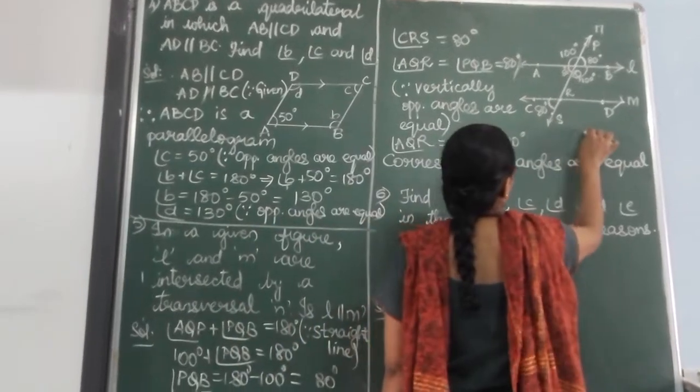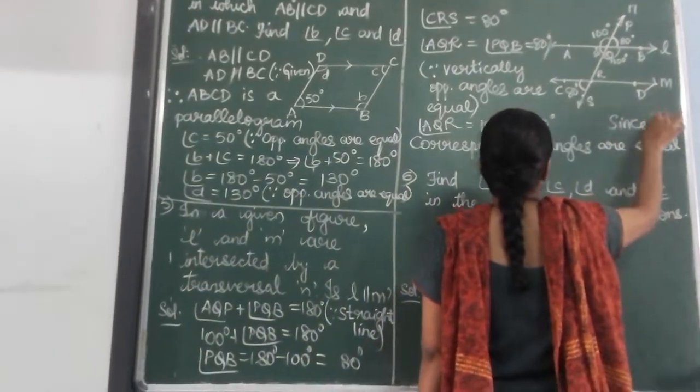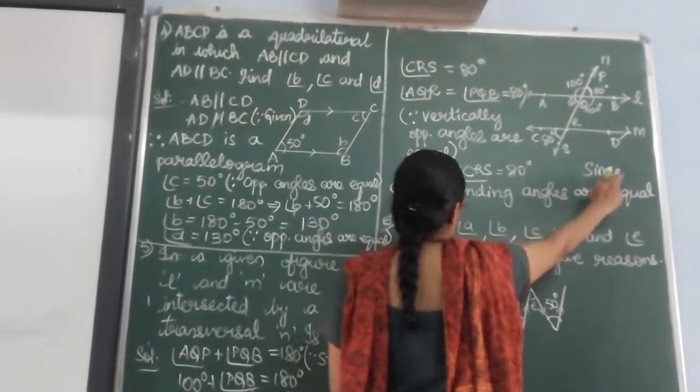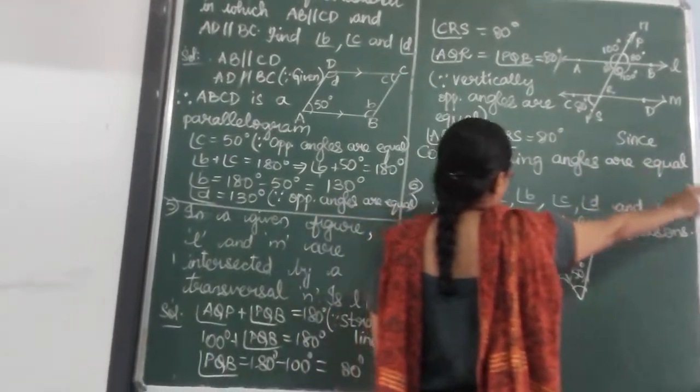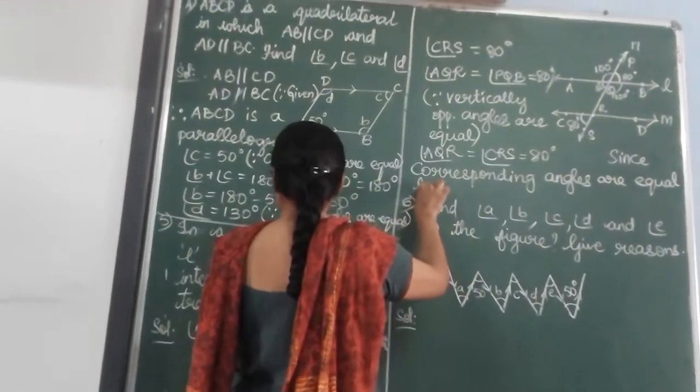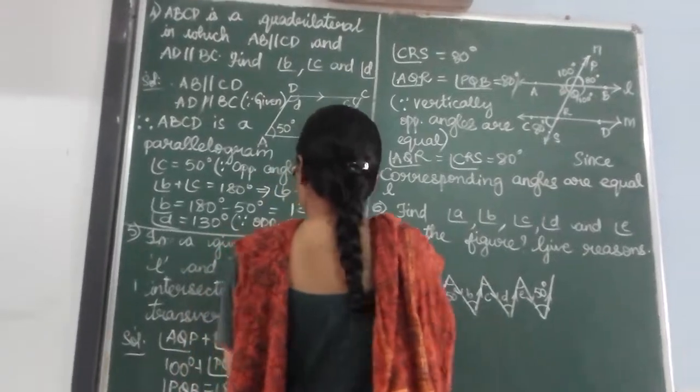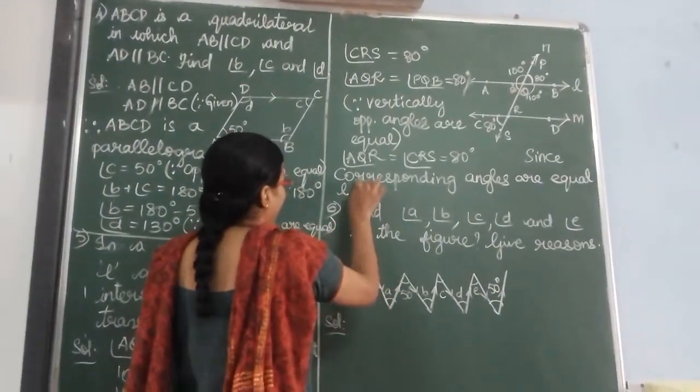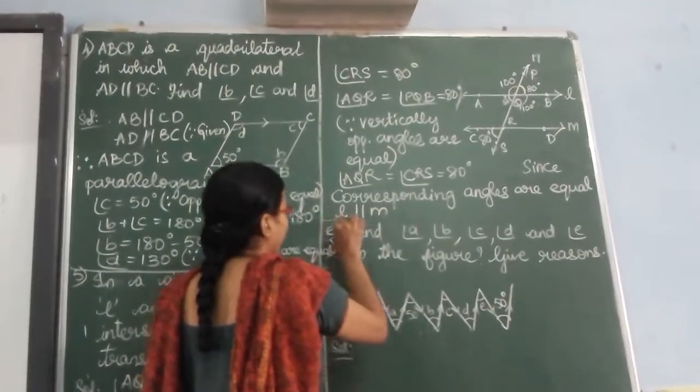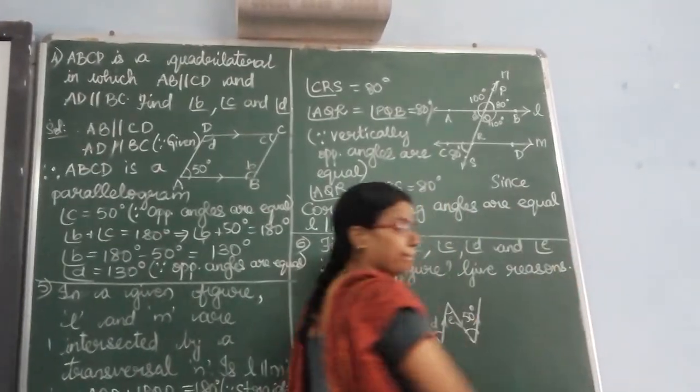I will write the full spelling, you start in the new line. After writing this, you start. Since corresponding angles are equal, L is parallel. What did they ask you to show? L is parallel to M.